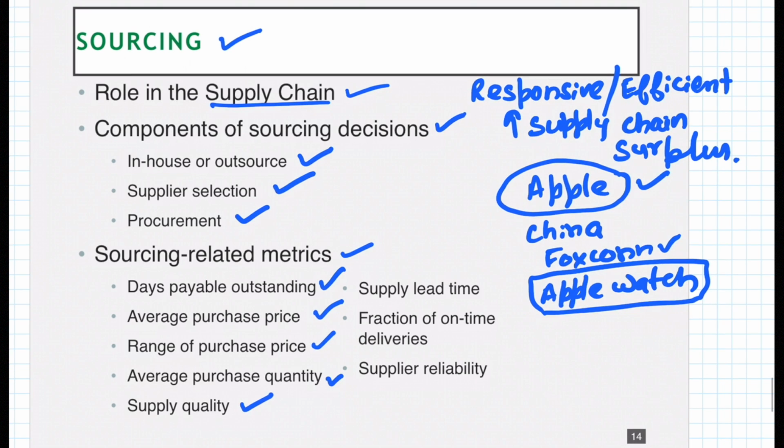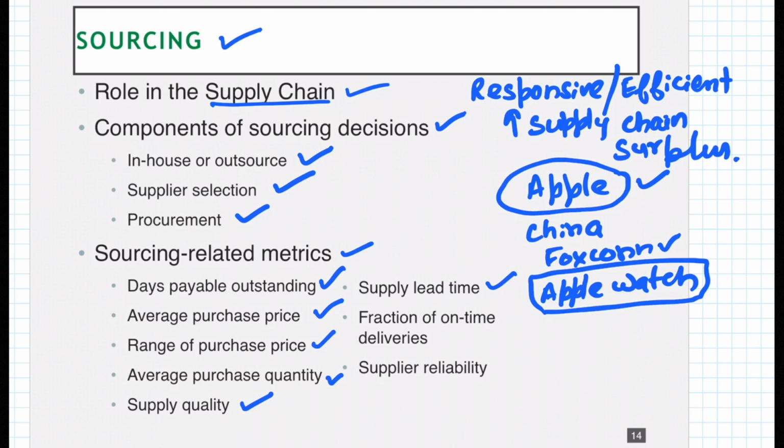Supply lead time is the difference between the time when an order is placed and when it is received. If the supply lead time is high, it has a negative impact on responsiveness and also may cause businesses to keep higher levels of inventory, which will increase the cost. How often suppliers provide on-time deliveries is another critical metric. So supplier reliability captures both variability in suppliers' lead time as well as variability in quantities.